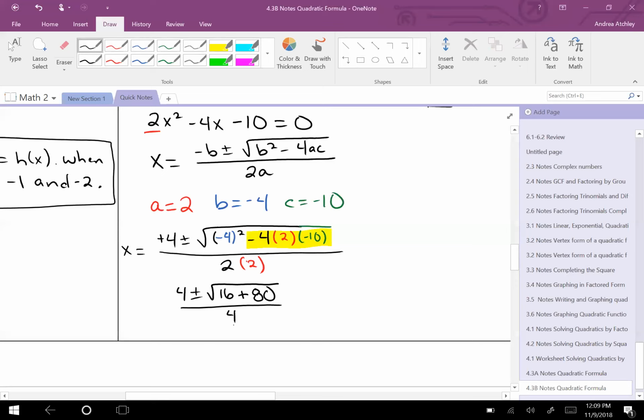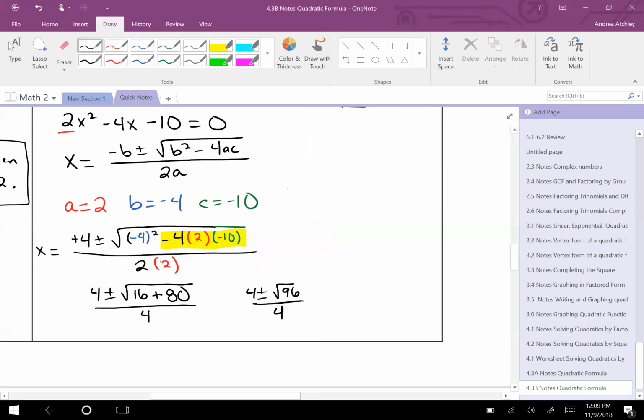Then we're just going to add those, and we get 4 plus or minus the square root of 96 all over 4. So f of x equals h of x when x equals 4 plus the square root of 96 all over 4, and 4 minus the square root of 96 all over 4.